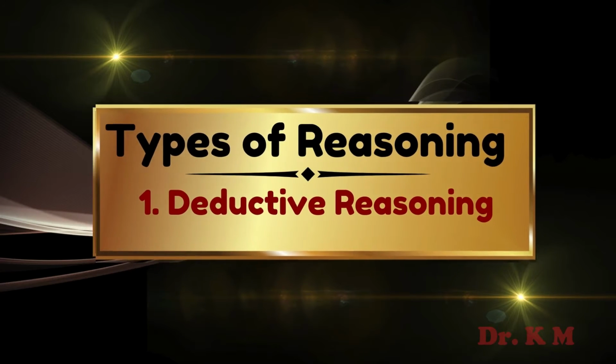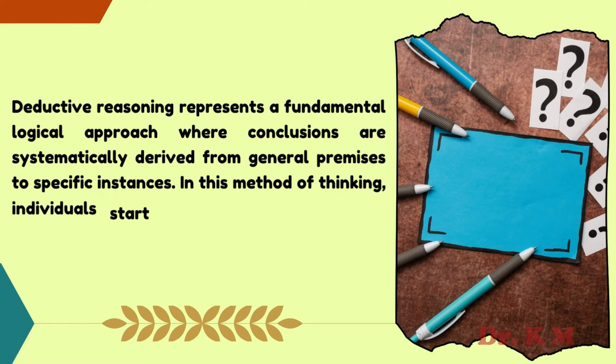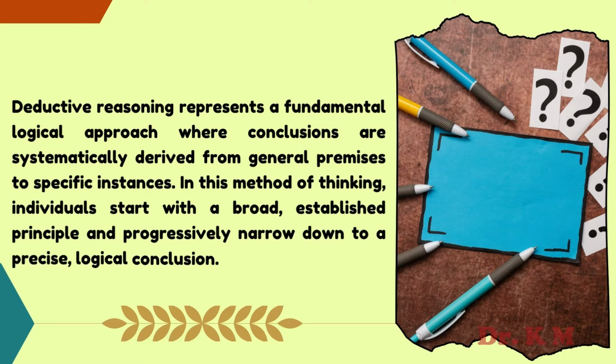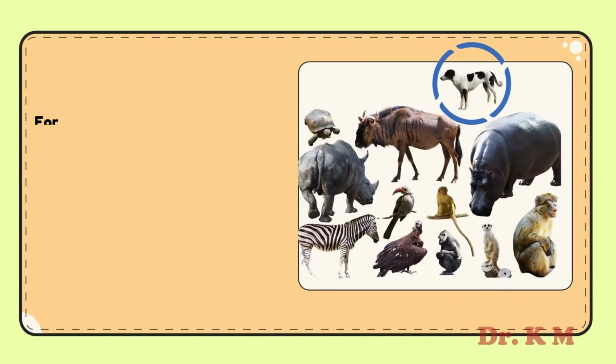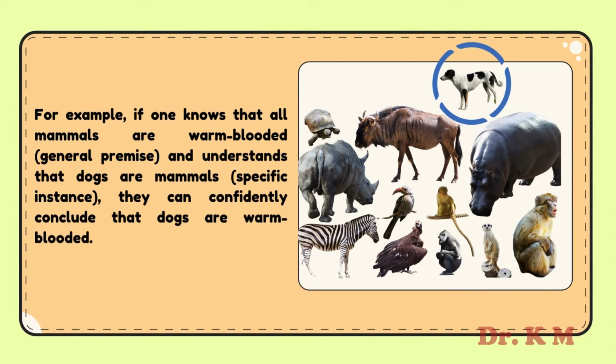Deductive reasoning. Deductive reasoning represents a fundamental logical approach where conclusions are systematically derived from general premises to specific instances. In this method of thinking, individuals start with a broad, established principle and progressively narrow down to a precise, logical conclusion. For example, if one knows that all mammals are warm-blooded, general premise, and understands that dogs are mammals, specific instance, they can confidently conclude that dogs are warm-blooded.